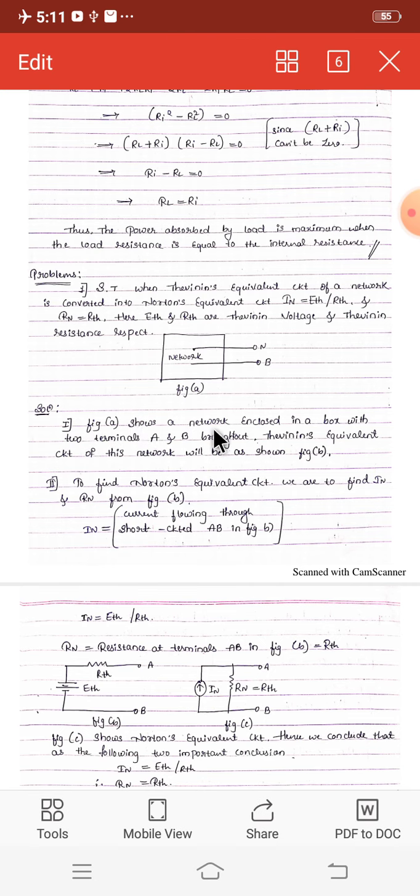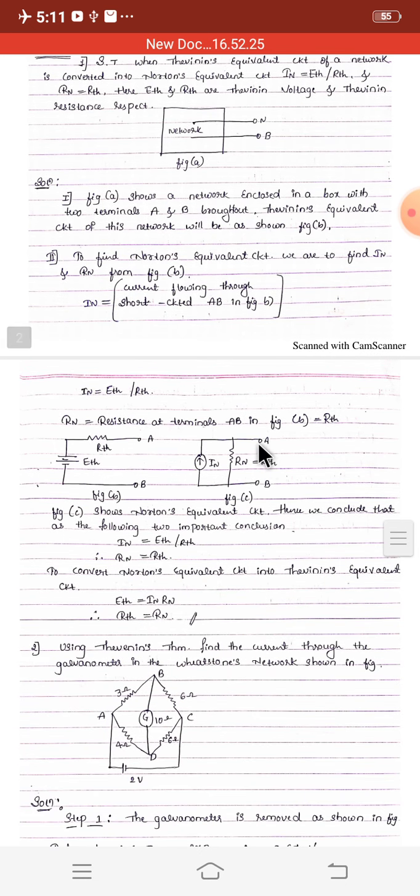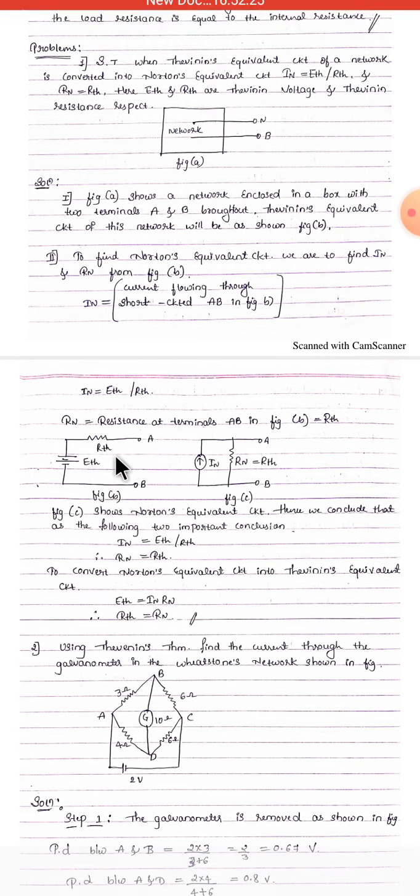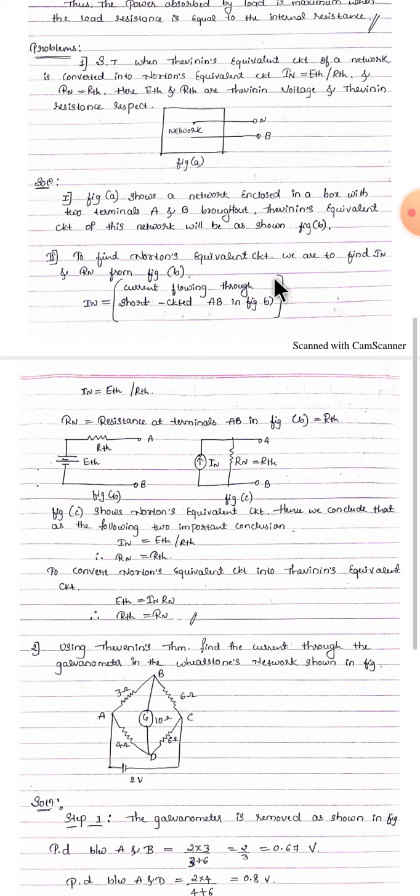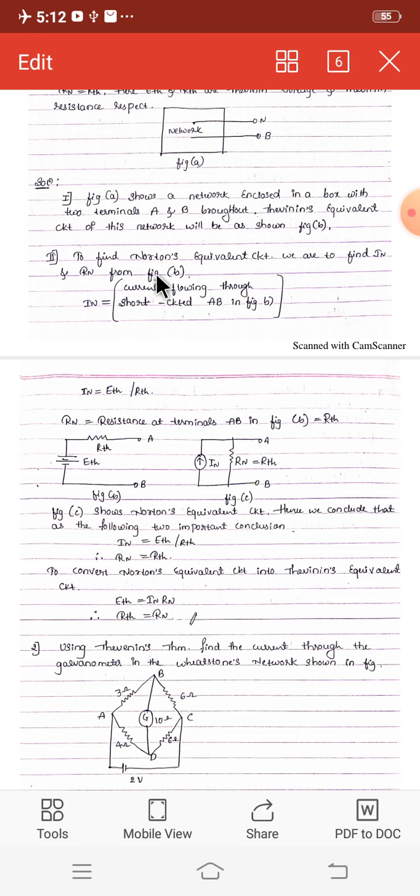So the solution: figure A shows a network enclosed in a box with two terminals A and B. The Thevenin's equivalent circuit of this network is shown in figure B. So this is figure B, with A and B, and this is ETH and RTH. To find Norton's equivalent circuit, we have to find IN and RN from figure B.